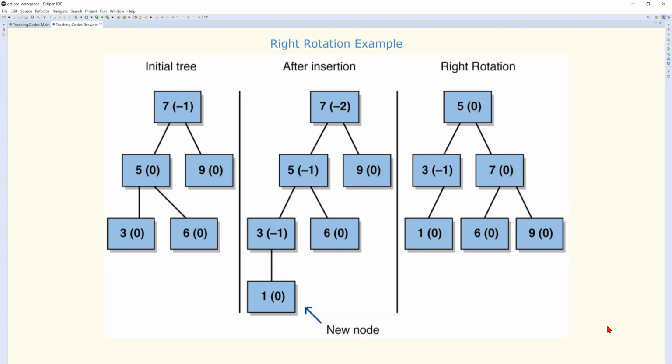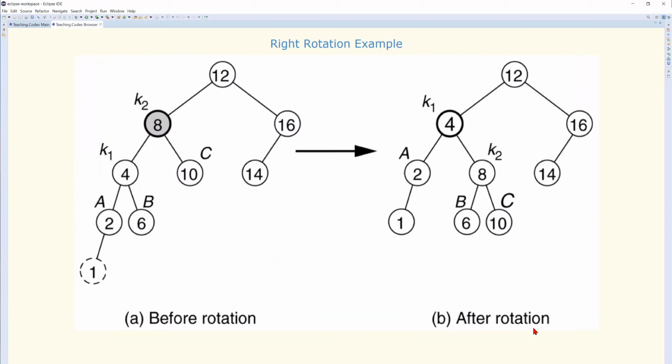So 7 and 9 go down. 1, 3, and 5 go up. And 6 remains in its place, but it gets adopted by the old parent. So easy. So this was for the right rotation. Another example.